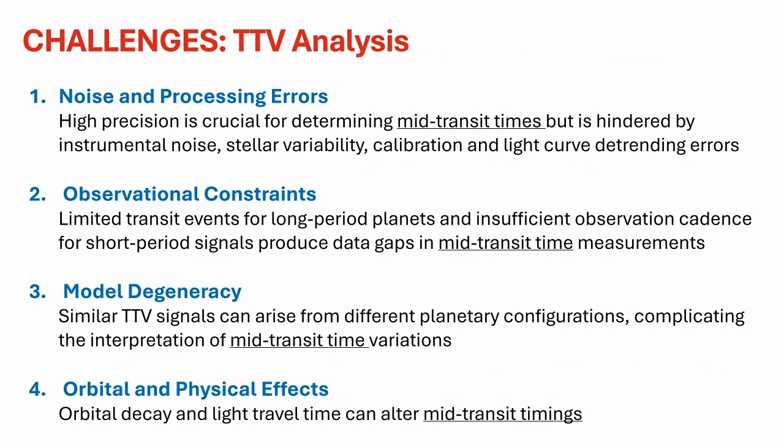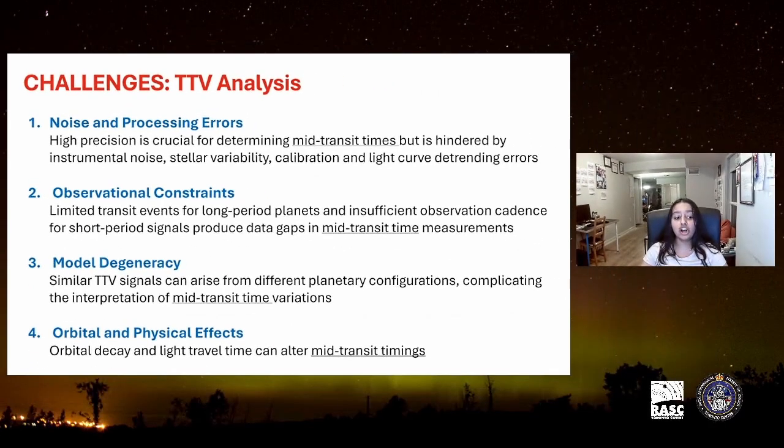Third, and a very important point, is degeneracy. Because these TTV signals are based on the orbital parameters of the planet, it's important to note that similar TTV signals can be produced from different planetary configurations, as we'll see a bit later, and this can really complicate the interpretation of mid-transit timing variations.